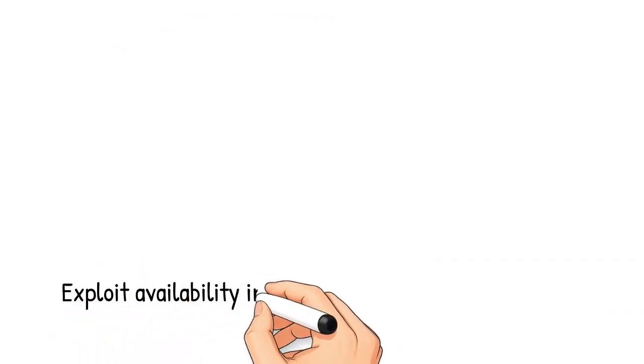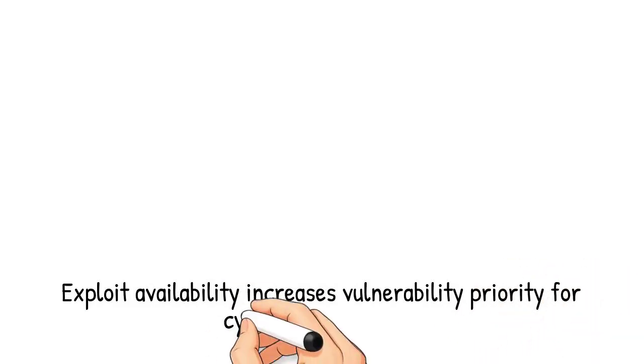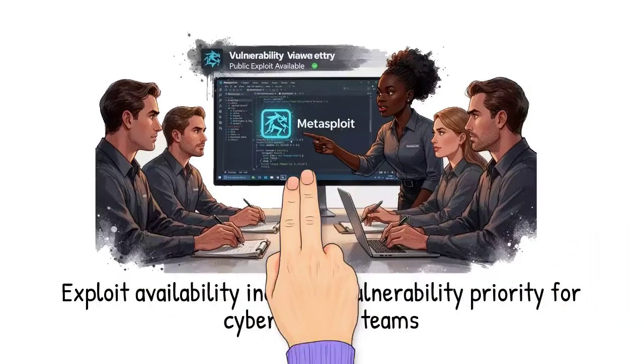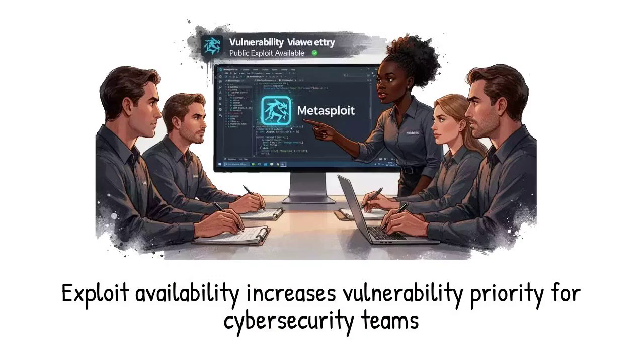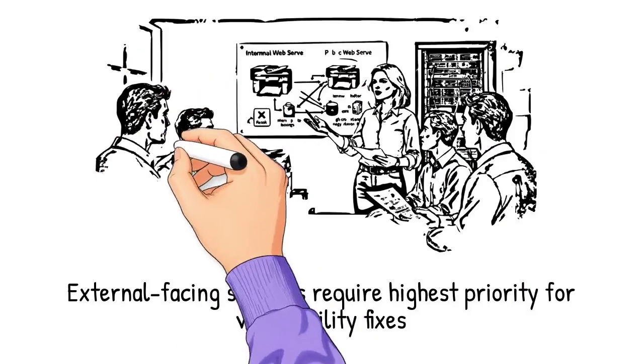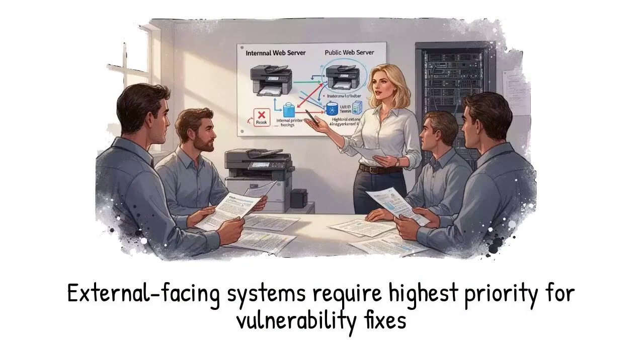2. Prioritize based on exploit availability. A vulnerability with a public exploit is far more dangerous. Example, if Metasploit has a module for it, attackers will use it. 3. Prioritize based on exposure. External-facing systems are the highest priority. Example, a critical vulnerability on an internal printer is less urgent than a medium vulnerability on a public web server.